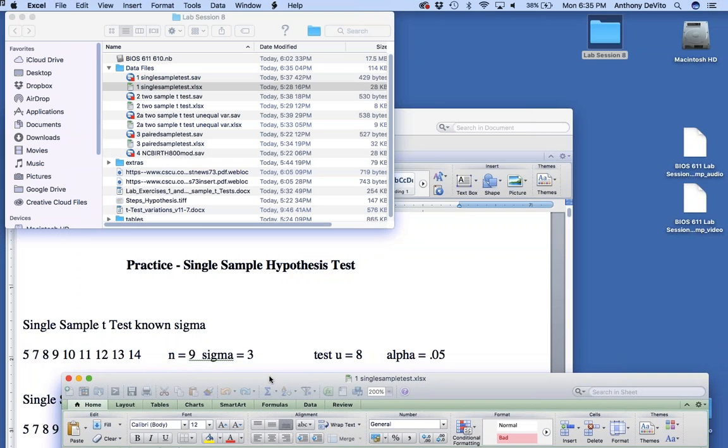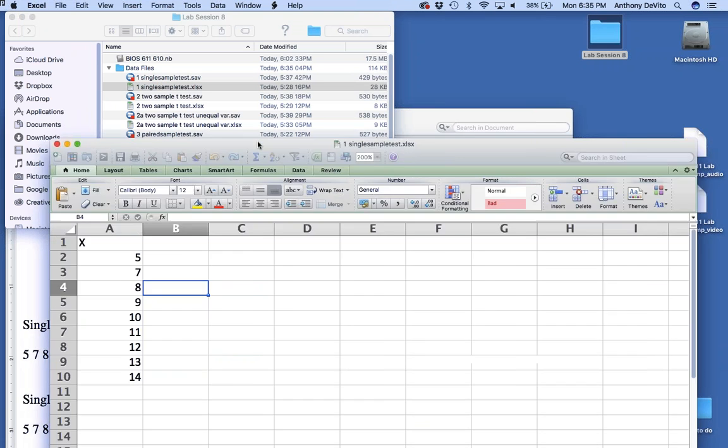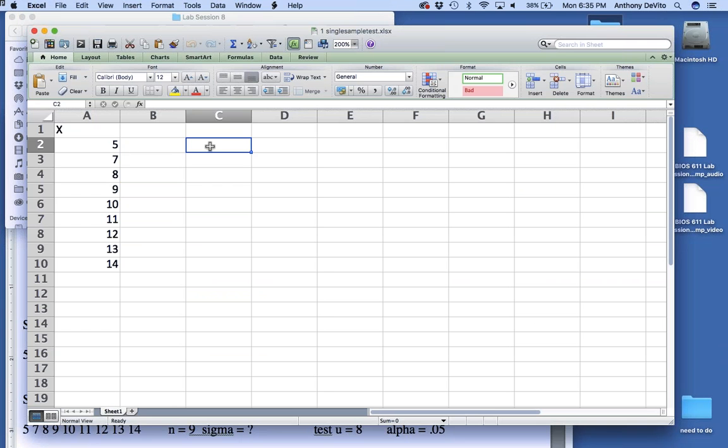Population. Did I mention what it is? Sigma is equal to 3. The sample size is equal to 9. So I'm going to put that in here. Sample size is 9. Whoops, 9. Sigma, standard deviation of the population, is equal to 3.